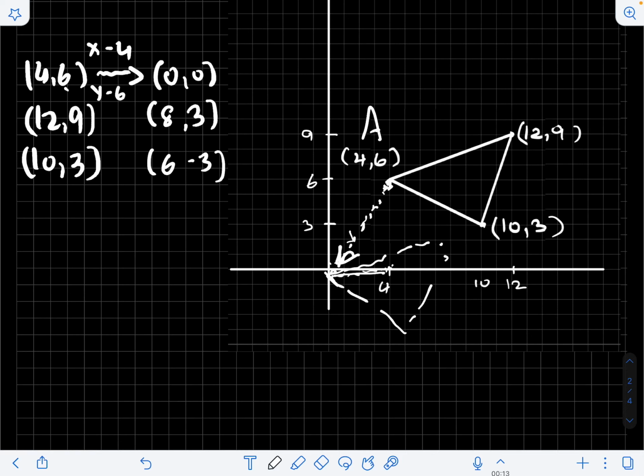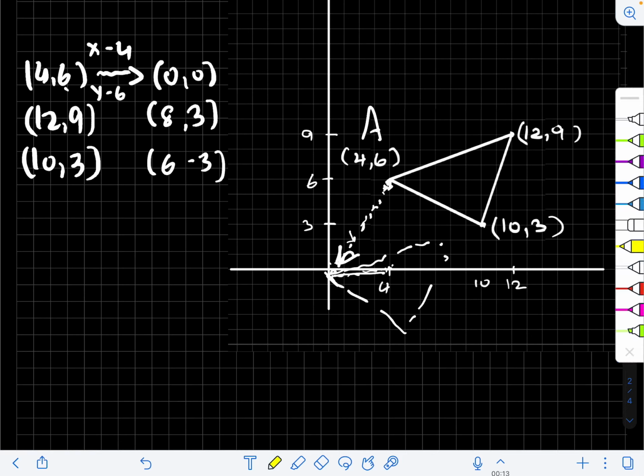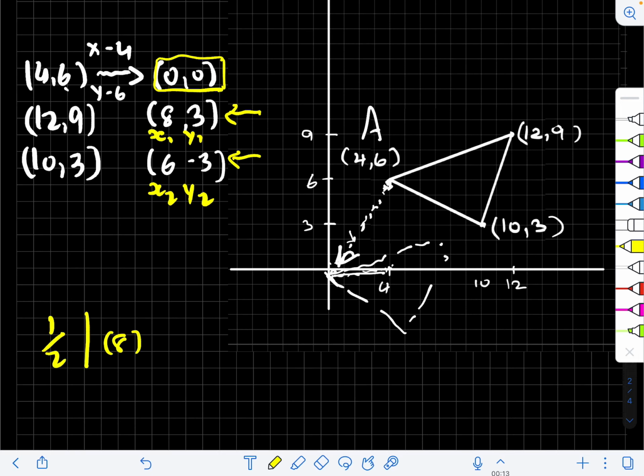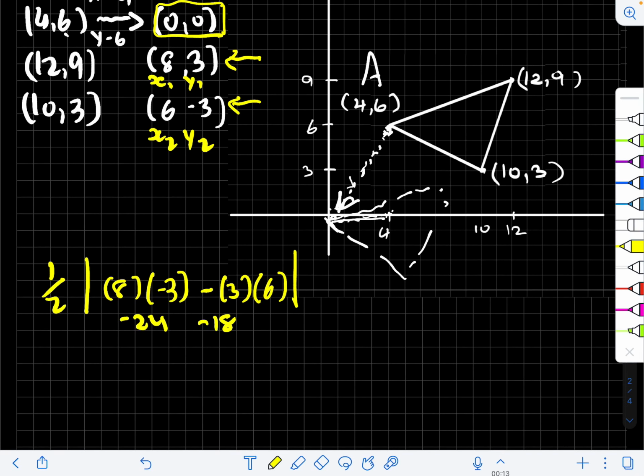Once I do this, I know that the 2 coordinates that I'm looking for are here and here, because this one is the 0, so it doesn't go into the formula. So I just mark them as x1, y1, x2, y2, and exactly the same way we did before, we'll do half, absolute value, 8 multiplied by minus 3, minus 3 multiplied by 6. And this is just following the formula. We'll calculate. 8 times minus 3 is minus 24. 3 times 6 is 18, so minus 18. Together it makes minus 42.